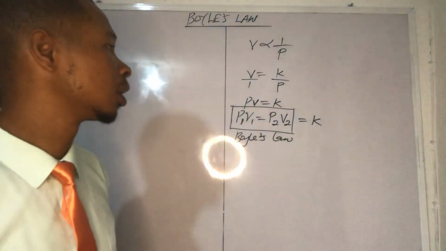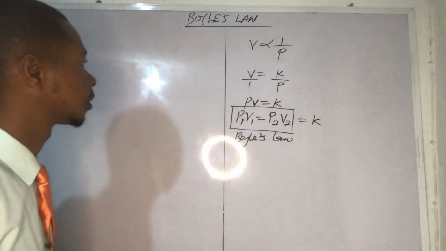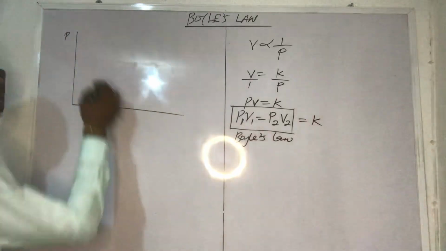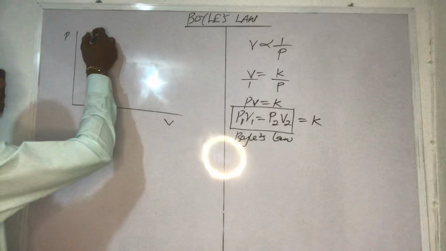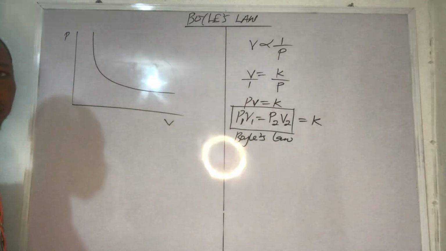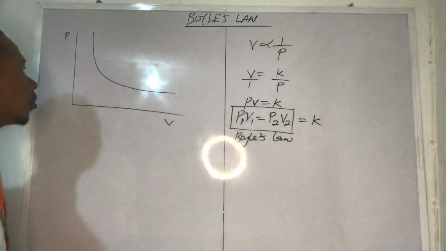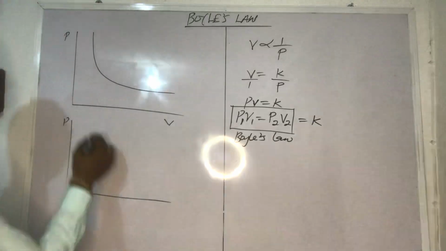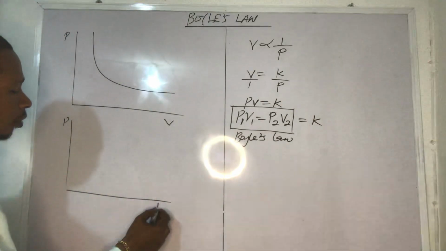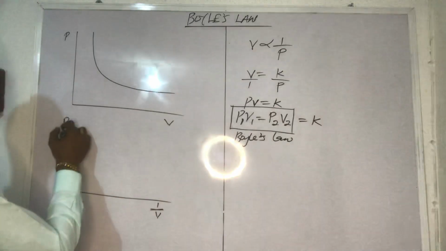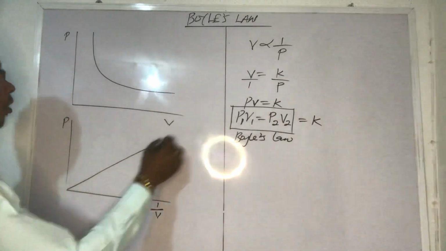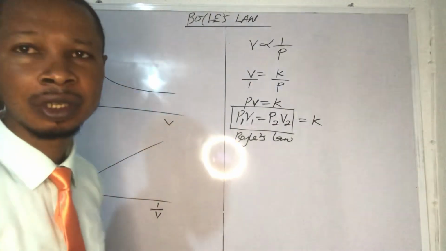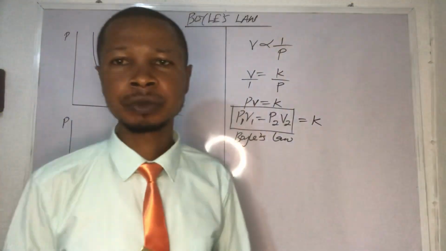Now, the graph of Boyle's Law looks like this. If you plot the graph of pressure against volume, you have this curve. But if you plot the graph of pressure against 1 over volume, then you have this straight line graph. So these are the graphs of Boyle's Law.